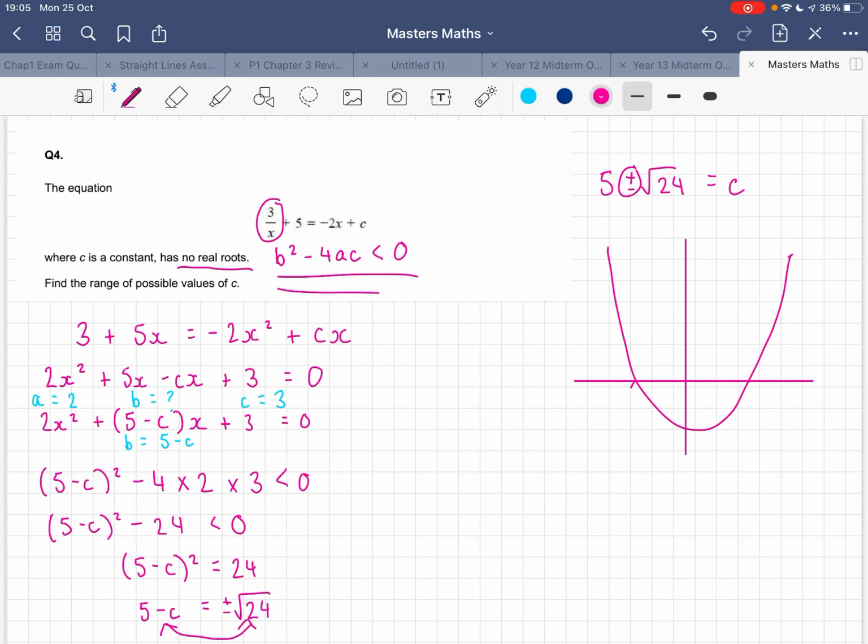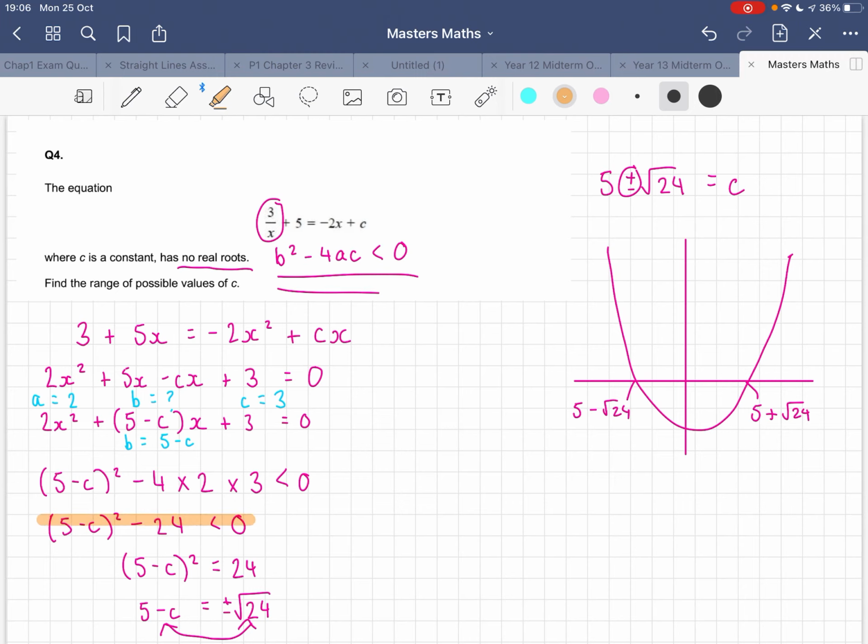And it is going to have roots at 5 minus root 24 and 5 plus root 24. Those are my two roots of the quadratic where it's crossing the x-axis. Now, we want it to be less than 0. So if I go back to here, we're looking at where it's less than 0.